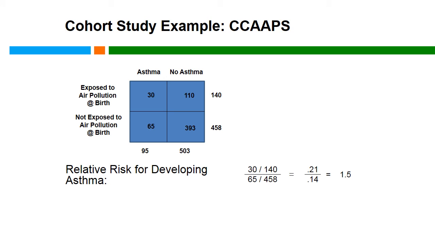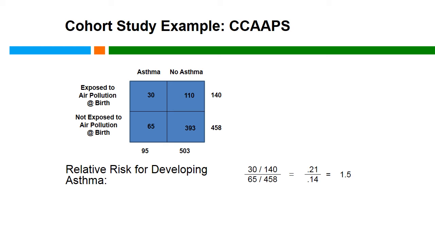And so we've been following this cohort now for more than 12 years. But this is some data, real data now, showing you the relative risk for developing asthma at age 7. And so if you look at the 2x2 table here, we had 140 children who remained in the study at age 7 that were exposed to air pollution at birth. Of those 140, 30 have asthma and 110 did not. We had 458 kids who were not exposed to air pollution at birth remaining in the study at age 7.